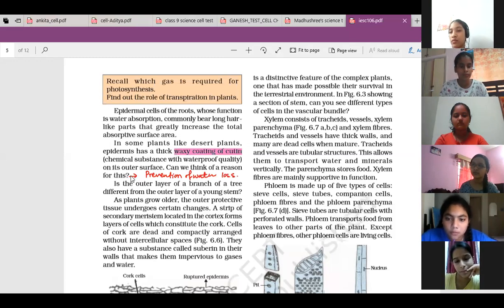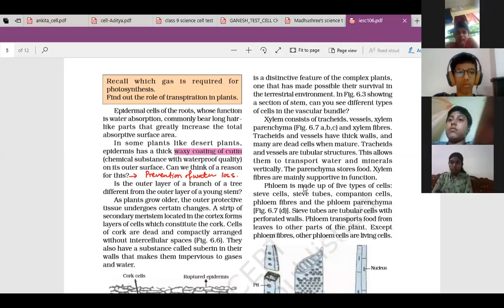Okay, so these are the changes in desert plants, and this is all about the epidermis. Is that clear about the epidermis now? Yes, ma'am. Anyone has doubt till this part? Harshini, is that clear? Harshini, Vishal, Tatin, your videos are not on. And Rachel.